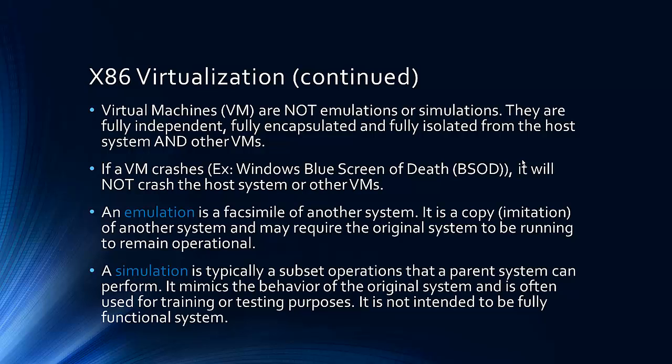It is completely separate. Also, I did field this question about emulation and simulation, so I thought it was worthy to add to this slide. An emulation is a facsimile of another system, an exact copy if possible. It is an imitation and may require that the original system be running to remain operational. So it is not fully independent, it is not fully encapsulated, and it may or may not be isolated from the host. An emulation, again, is a copy of a system.